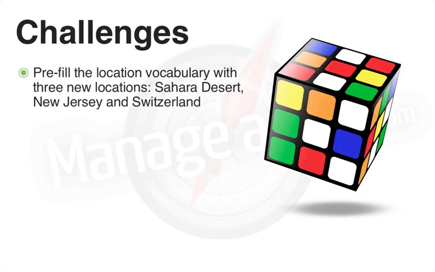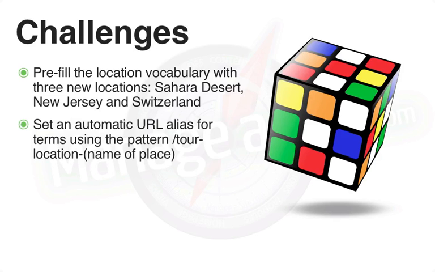For challenges, there's a few things you could do. First of all, you can add some additional locations by pre-filling the vocabulary with additional terms, and you can start by adding these three. There's two different ways to add these terms. Explore both of them. Next, you can set an automatic URL alias for terms using a particular pattern, tour-location-the name of the place.